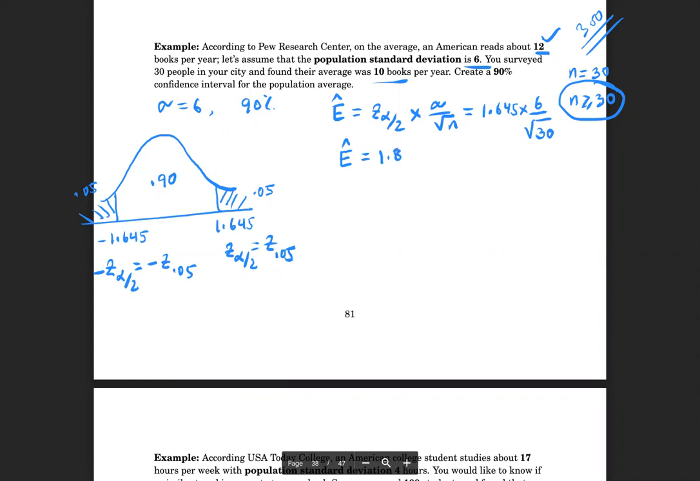And your X bar, what is X bar here, by the way? The average number that you get from the sample. What number would that be? Would that be 12 or would that be 10?